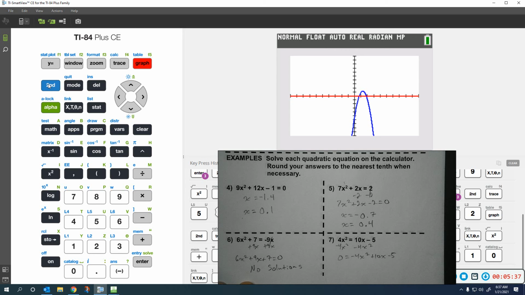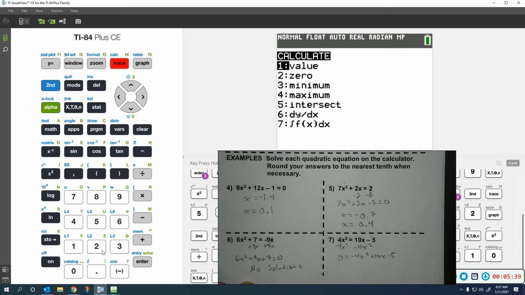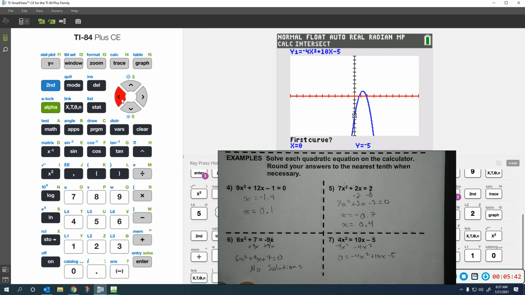It does hit in two places, so second, trace, find their intersections. Get close to the left side, it intersects at 0.69, so 0.7. And then for the other one, second, trace, intersect, move it to the right side, enter, enter, enter. And 1.80, which is just going to be 1.8.